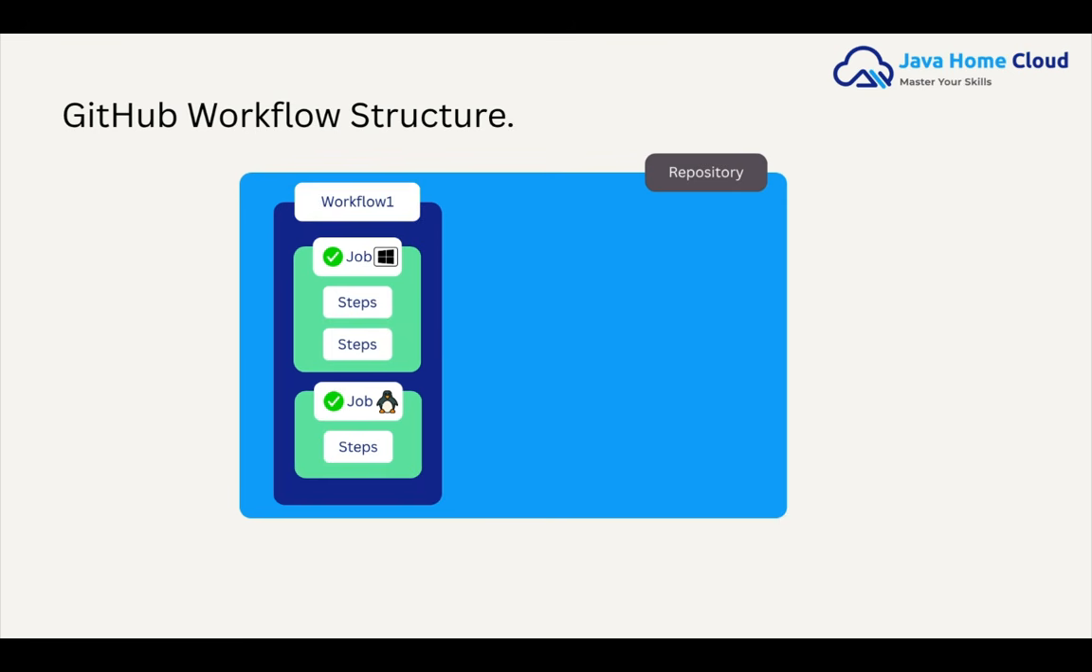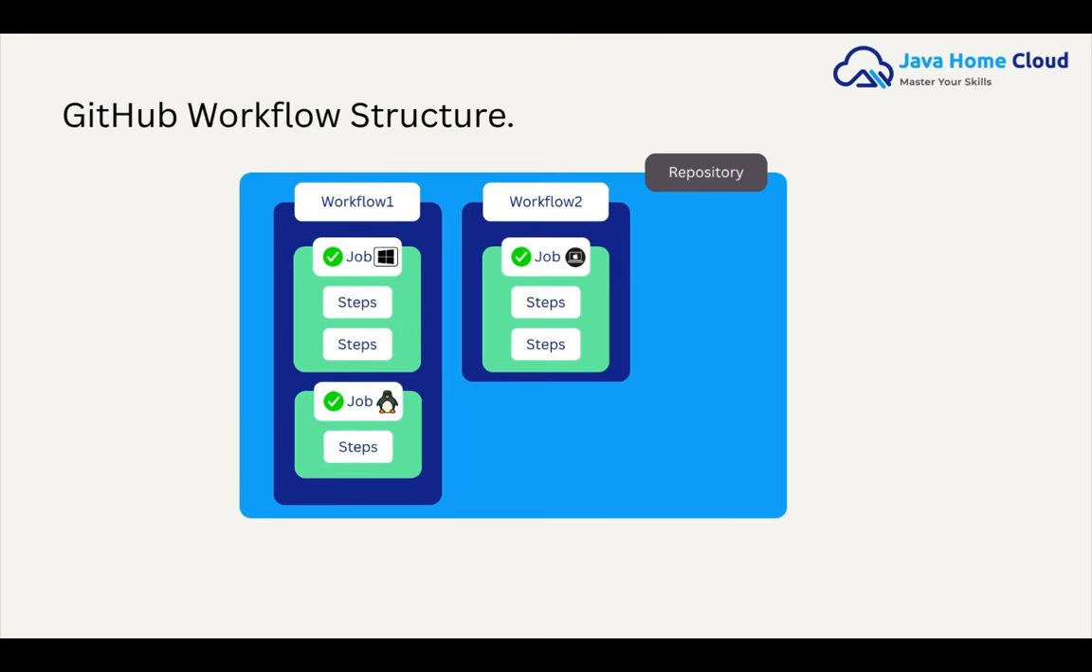In GitHub workflows, by default, all jobs run in parallel. So in this case, we have two jobs, right? These two jobs run in parallel by default. If you want to run them sequentially, we have a specific configuration to do. We will see those concepts later in the course. Likewise, we can have multiple workflows in the same repository. For example, I want to have a separate workflow for build and test and a separate workflow for deployment. That is possible in GitHub Actions.